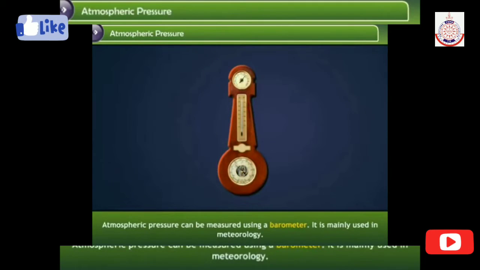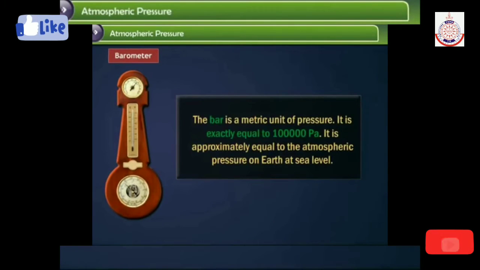Atmospheric pressure can be measured using a barometer. It is mainly used in meteorology. The bar is a metric unit of pressure. It is exactly equal to 1 lakh Pascal. It is approximately equal to the atmospheric pressure on Earth at sea level.